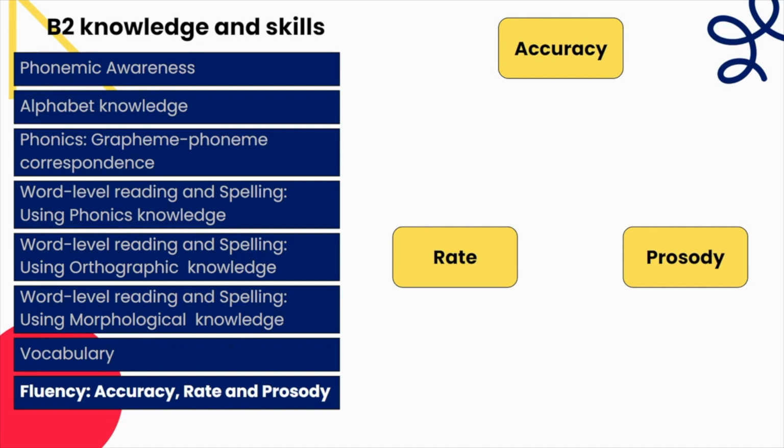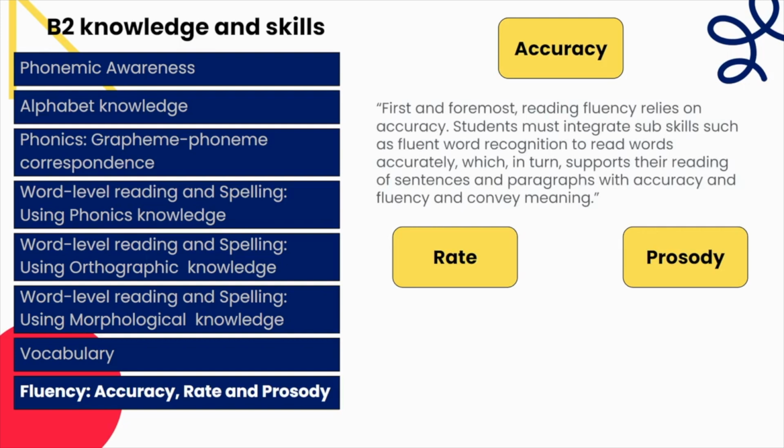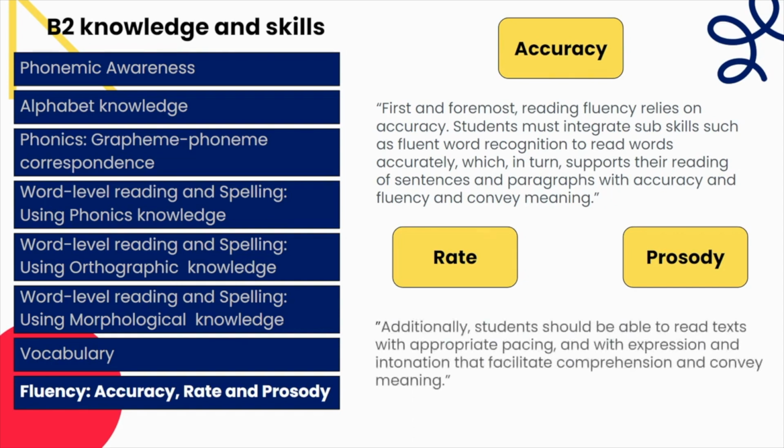It is important for us as educators to understand that accuracy must come first. First and foremost, reading fluency relies on accuracy. Students must integrate sub-skills such as fluent word recognition to read words accurately, which, in turn, supports their reading of sentences and paragraphs with accuracy and fluency and convey meaning. When students are becoming fluent with their word recognition, rate and prosody become important factors. Additionally, students should be able to read texts with appropriate pacing and with expression and intonation that facilitate comprehension and convey meaning.